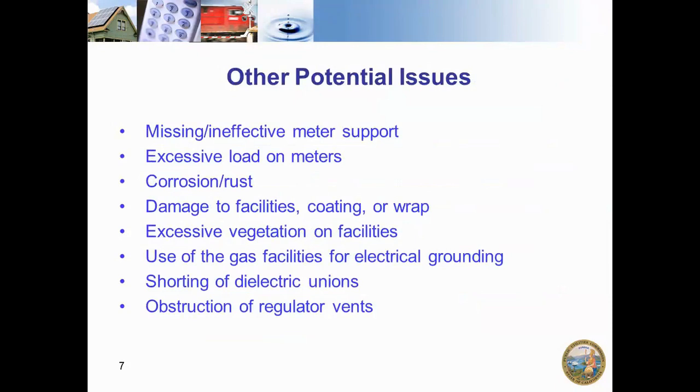Shorting of the dielectric unions. This also kind of came up with the bicycle leaning against your meter. If you have metal contacting upstream of your union and then downstream of the union, then your cathodic protection is acting on all of that metal. Your system is probably only designed to protect your facilities, from the outlet of PG&E or whatever gas supply you have, all the way to the outlet of the customer meter. That is all that you want to protect.